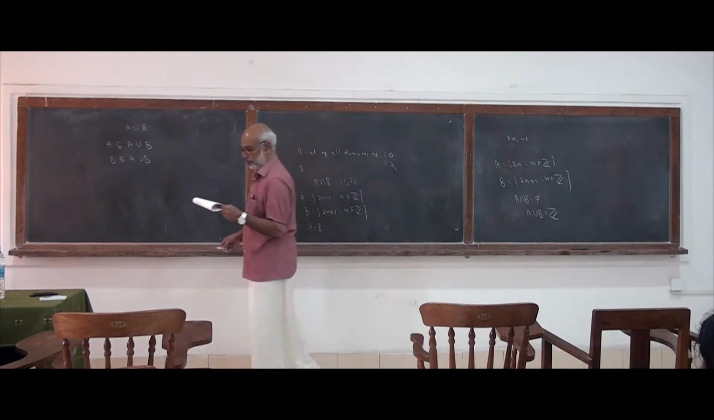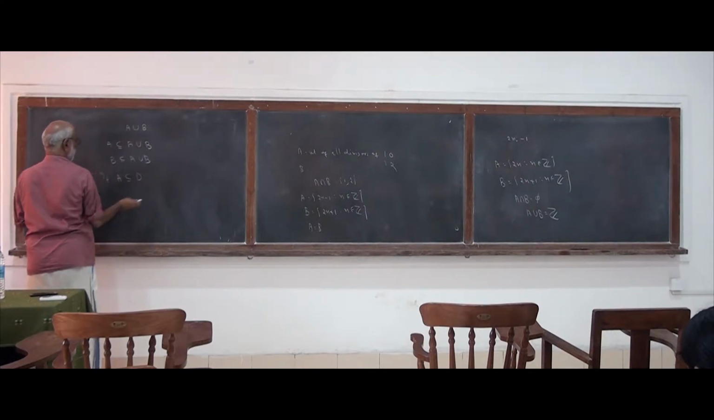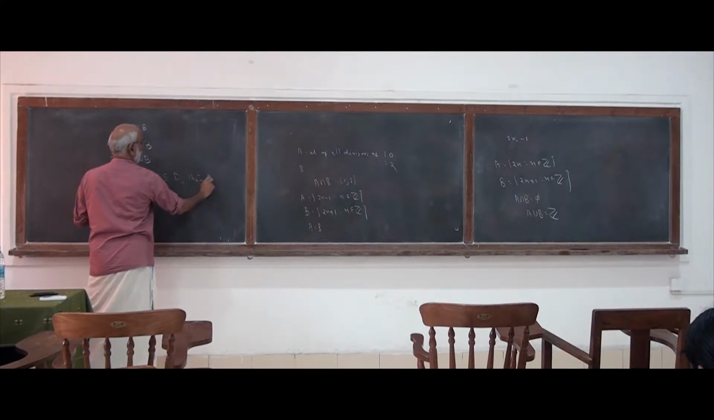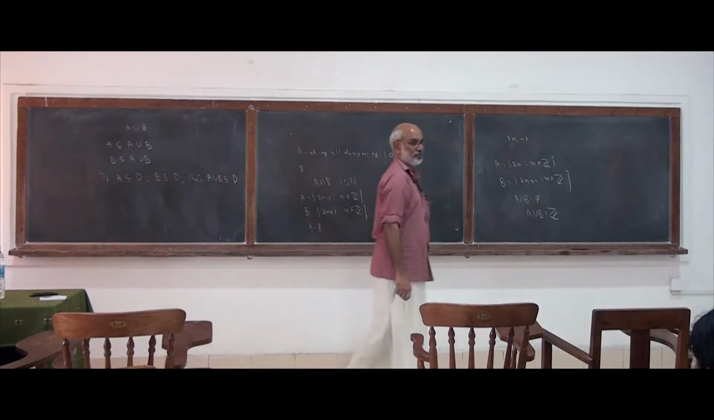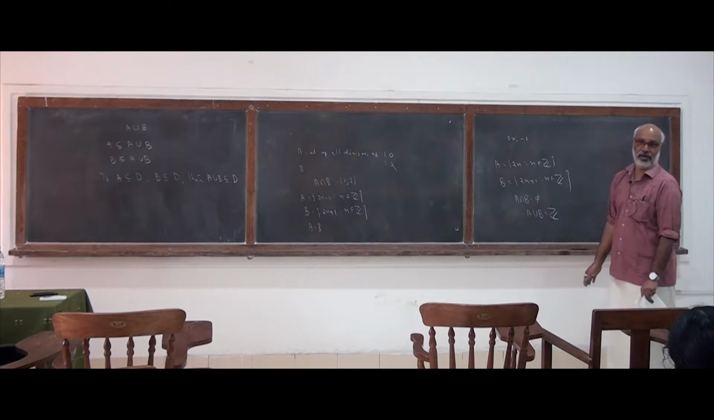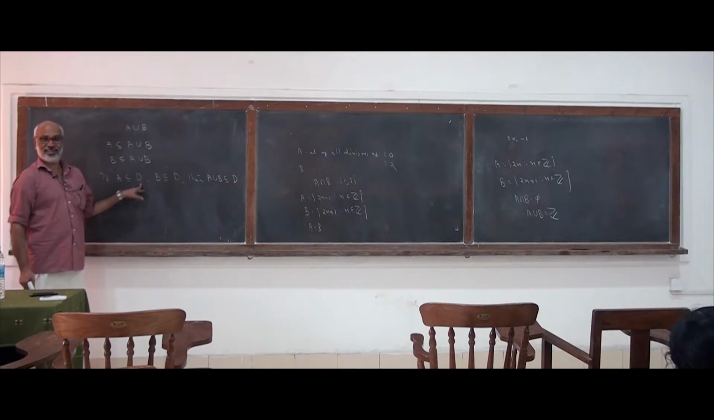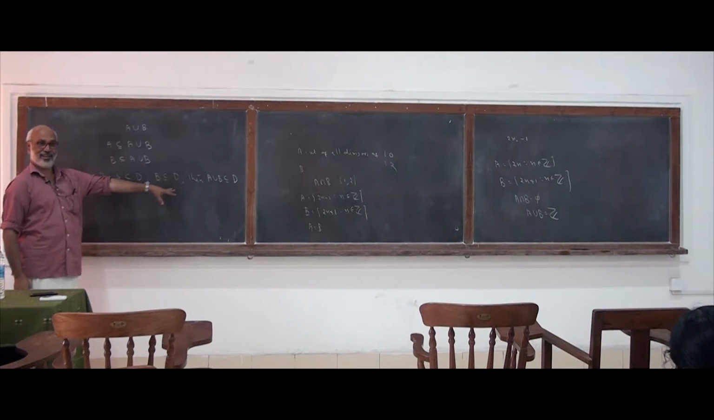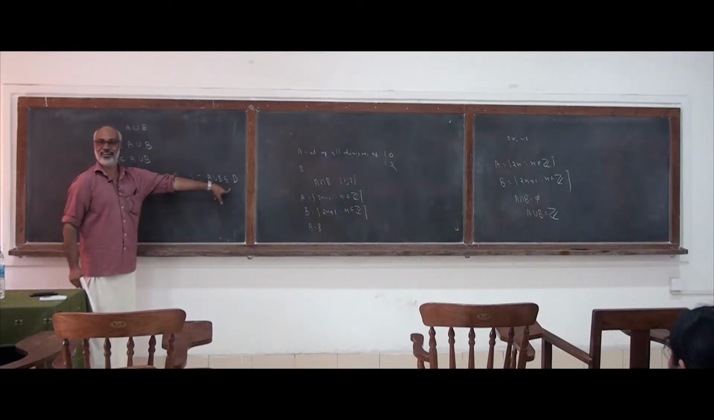Moreover, we have another property. If A is a subset of a set D and B is also a subset of D, then A union B is also a subset of D. A is a subset of A union B and B is a subset of A union B. Moreover, if A is contained in D and B is contained in D, it follows that A union B is contained in D.